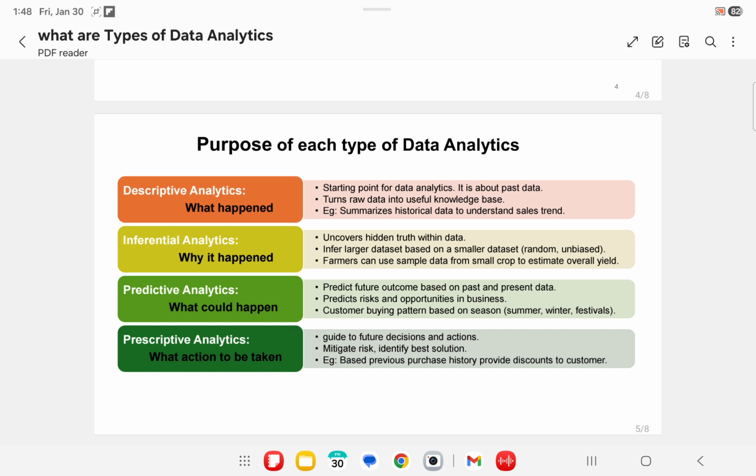Next comes inferential. Inferential is about why did it happen? Why sales increased or why sales decreased? Inferential is about uncovering the hidden truth within data. Whenever you are analyzing the data and if you have questions using why, then you are referring to inferential. Descriptive data describes the data which is in front of us, whereas inferential data goes one step further and deep dives into the data to understand the root cause.